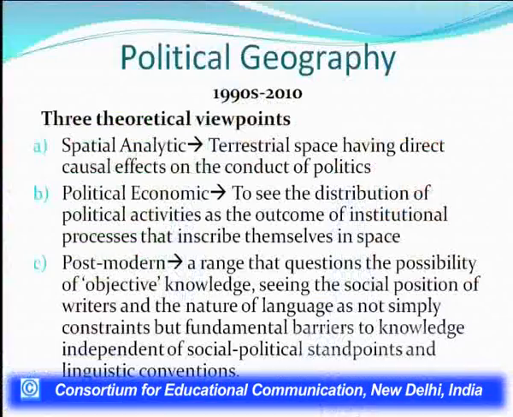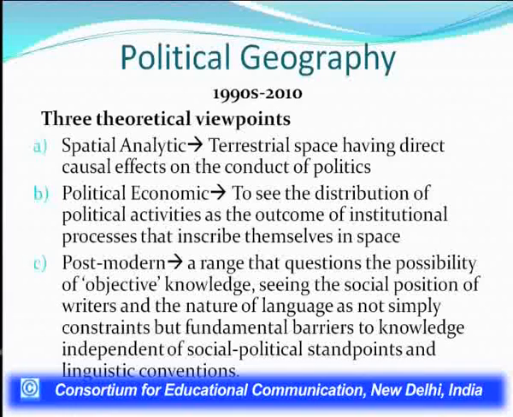The second theoretical viewpoint is the political economic viewpoint, in which the distribution of political economies is seen as the outcome of institutional processes that inscribe themselves in space. So political economy scholars look at the distribution of political activities and argue that it is because of institutional processes, that is the decisions taken by different state institutions, that things are distributed in space as they look now. And the basic argument was that there is a deep relationship between politics and economy, and that is how it plays out in the international system too, not only at the level of the state but in the international system too.